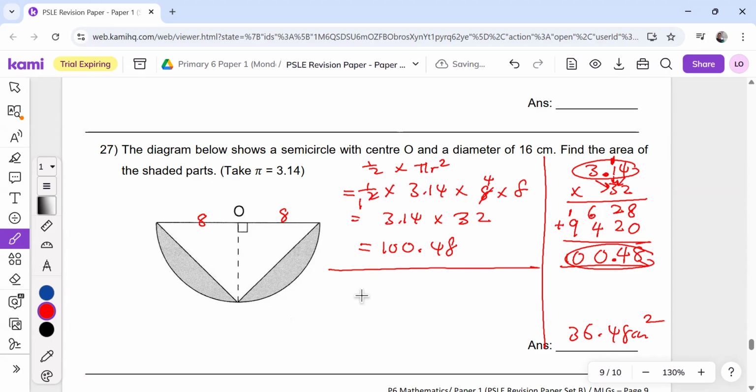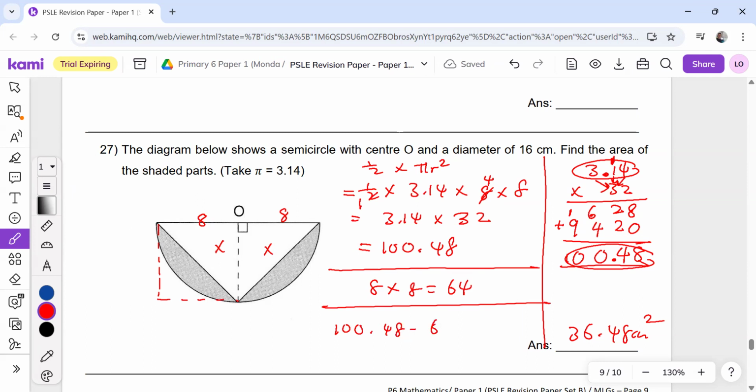And there's a shortcut to find the triangle area. Do you realize that these two triangles can form a square? If I take the two triangles and put them together, that would be a square already. So 8 times 8, no need to even do half times base times height, because the two triangles become a square.